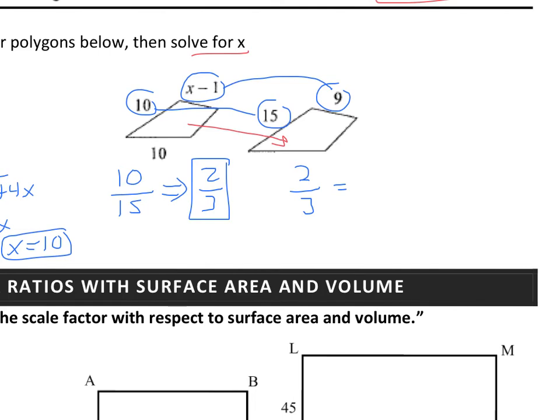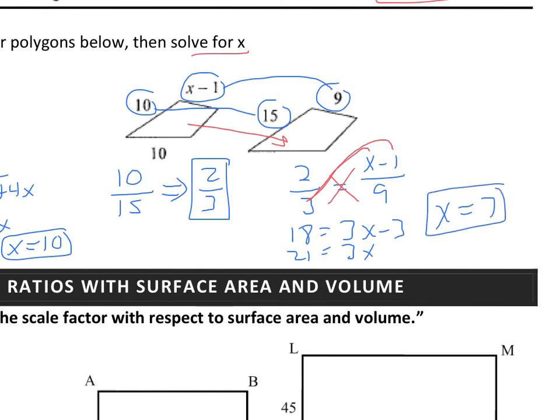Again, I went left to right, so I'm going to have to put x minus 1 on top and 9 on the bottom. I cross multiply, and we get 18 equals, now here we have to remember, 3 times both pieces, we are distributing, which gives us 3x minus 3. If I add 3 to both sides, I get 21. If I divide both sides by 3, we get x equals 7. And this ends the last lesson for section 3 on scale factor.